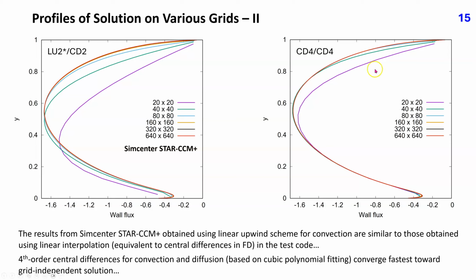The plot on the right shows the same information when the 4th-order central differences are used for both convection and diffusion flux approximation. We see immediately that solutions obtained using higher-order schemes are much more accurate than solutions obtained using first- and second-order schemes. Solutions from the 4 finest grids cannot be practically distinguished from each other.